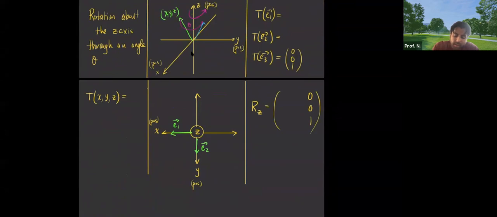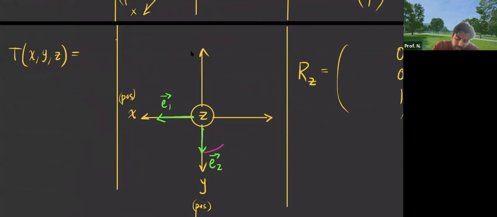But what happens with the other columns? This is again where we have to use a little bit of trig. So this would be theta. This would be theta.